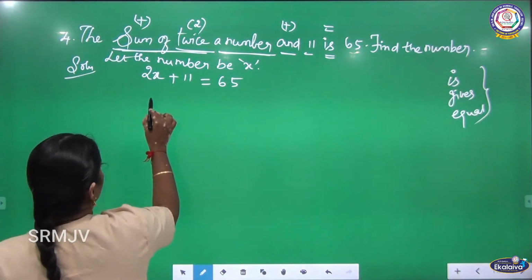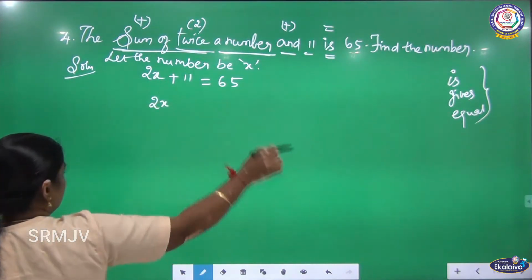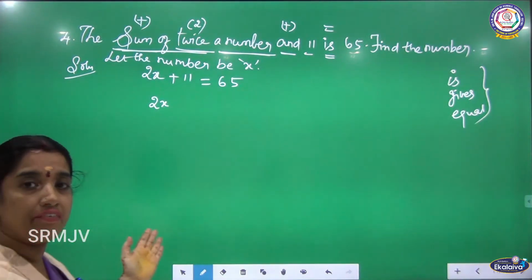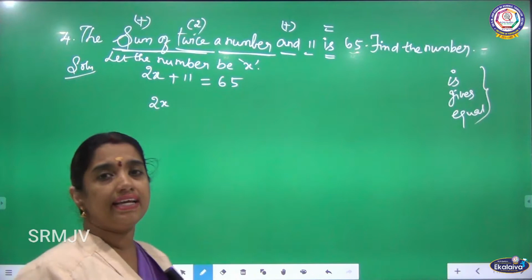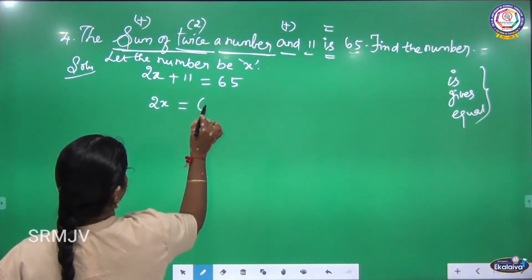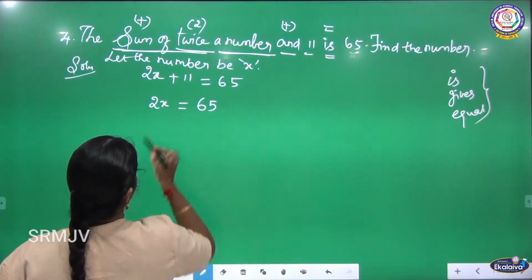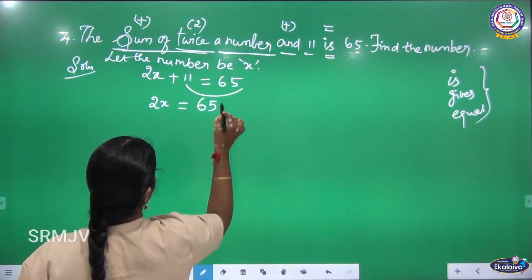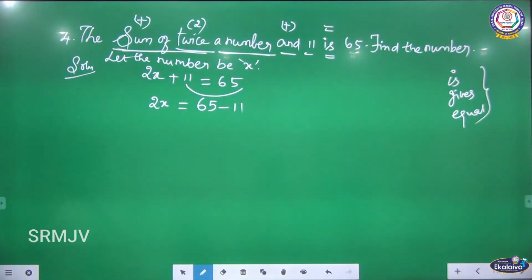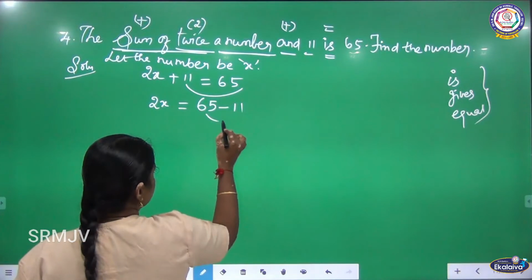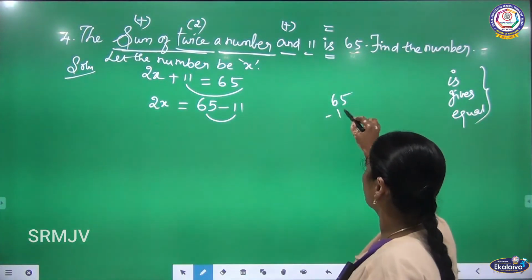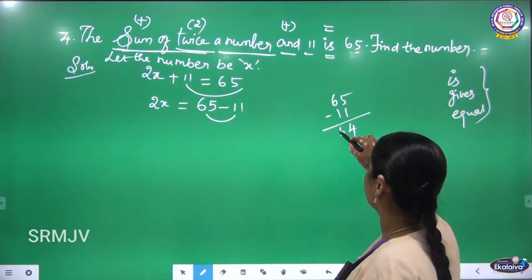Now listen. 2x, you send that constant to the right side. On the left hand side it is plus 11. When it moves to the right hand side, what does it become? Minus 11. So 2x is equal to 65 minus 11. When it moves to this side, it becomes what? Minus 11. Is it clear? Now I can subtract this. What is that? 65 minus 11. What is the answer?